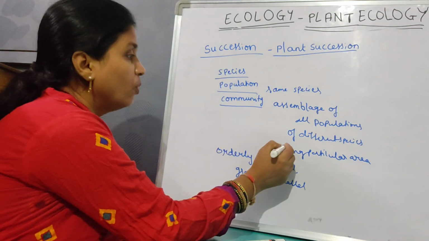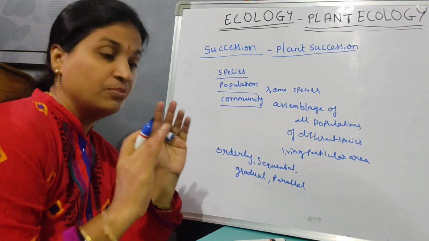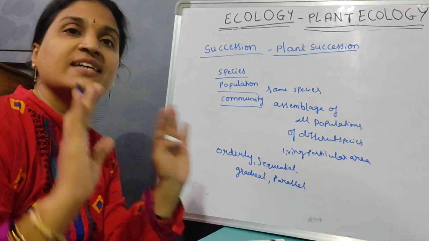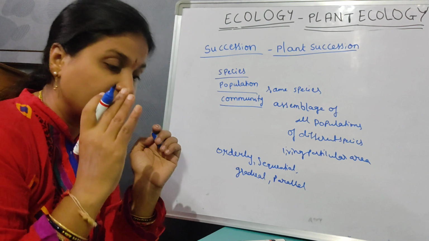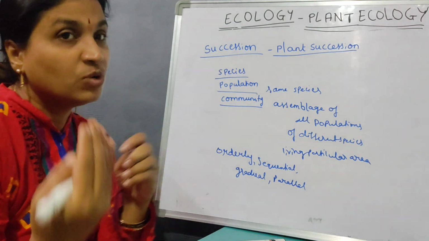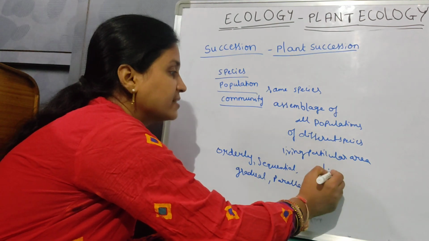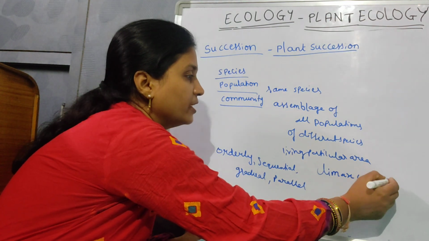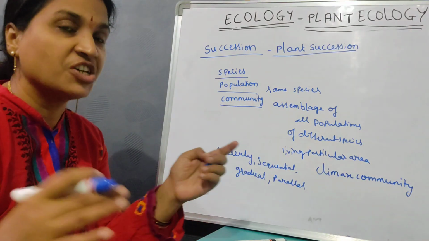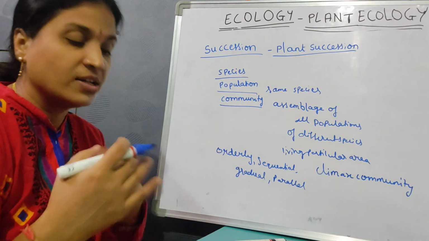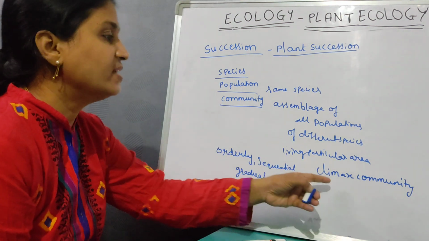And what happens after going through all these stages? Gradually it will lead to a stable community which has acquired an equilibrium with the environment. That community which has acquired stability, in equilibrium with the environment, is called the climax community. So the changes are gradual, orderly, sequential, and parallel with the changes in the environment, and they lead to a community that is near equilibrium with the environment. That community is called the climax community.